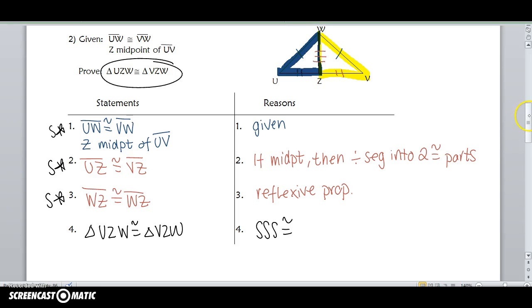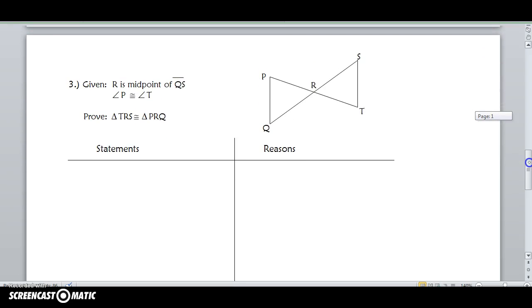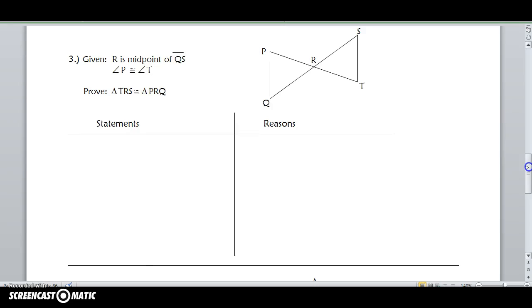Okay. Now let's build on this, right? A new triangle, new pieces of information to be given. Let's take a look at number 3. So based off of our givens, we know R is the midpoint of QS. Okay, cool. We can't put anything in our diagram because we don't know what segments are congruent yet. So all we're going to do is put that in our proof: R is midpoint of QS. We can also say that angle P is congruent to angle T. We are given that congruence mark, so therefore, I'm going to put that in the diagram, right? Angle P is congruent to angle T.